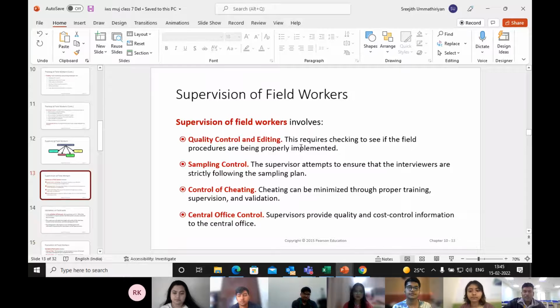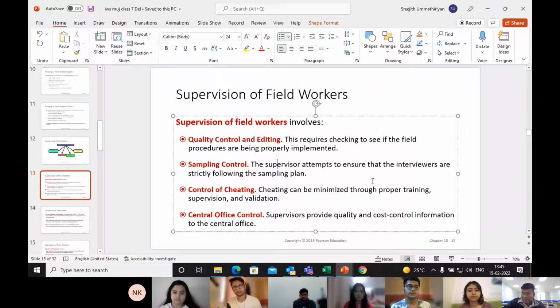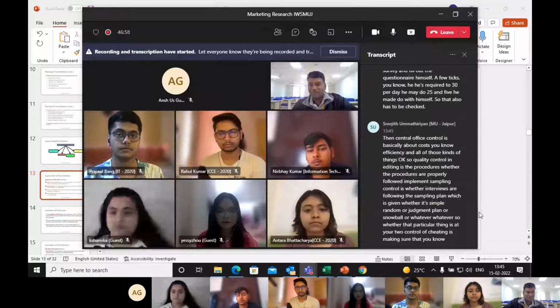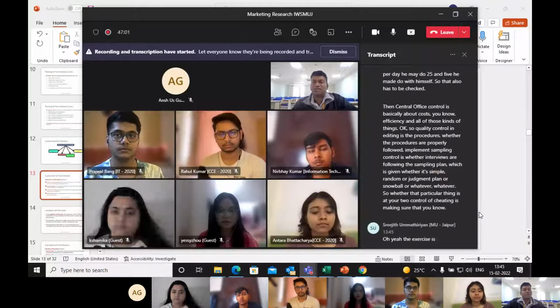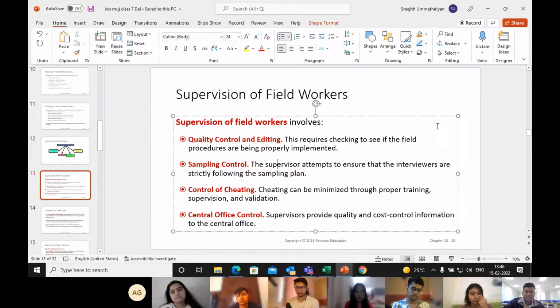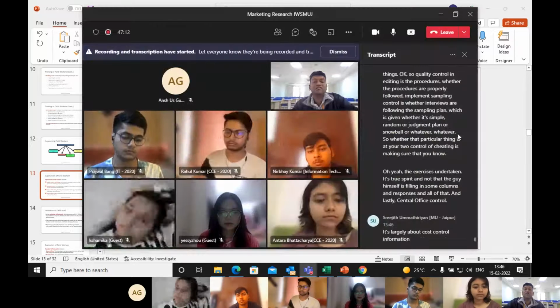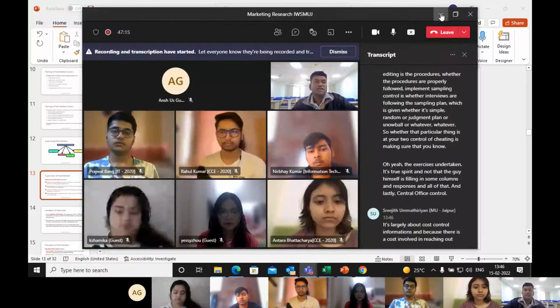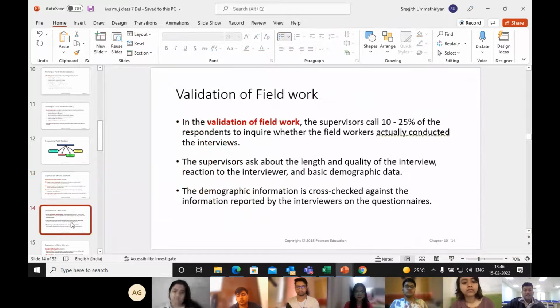So quality control and editing is about whether the procedures are properly followed and implemented. Sampling control is whether interviews are following the sampling plan which is given, whether it's simple random or judgment or snowball or whatever. Control of cheating is making sure that the exercise is undertaken in its true spirit, and not that the person himself is filling in some columns and responses. And lastly, central office control is largely about cost control, because there is a cost involved in reaching out and conducting the survey. So that is control of field workers.